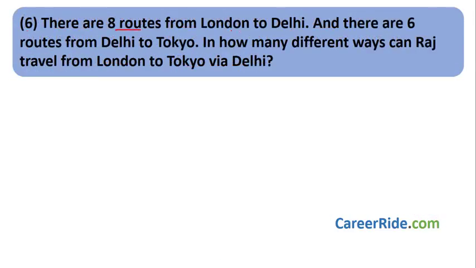There are 8 routes from London to Delhi and there are 6 routes from Delhi to Tokyo. In how many different ways can Raj travel from London to Tokyo via Delhi? Now over here again we can solve this by common logic. It is an extremely easy sum. Let us see how. London, Delhi, Tokyo.